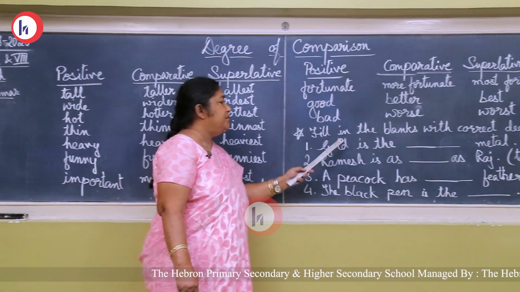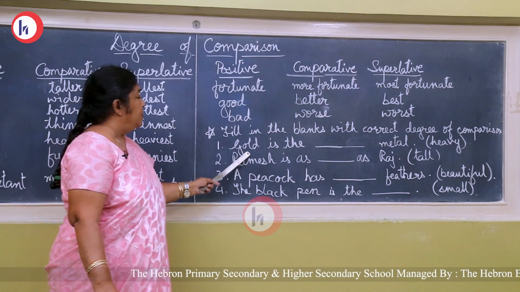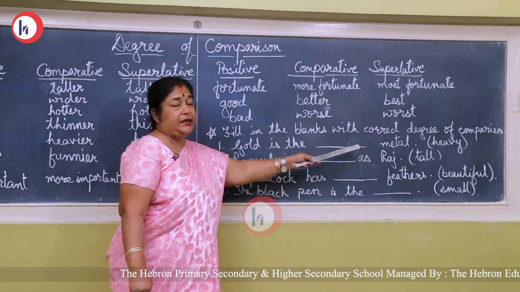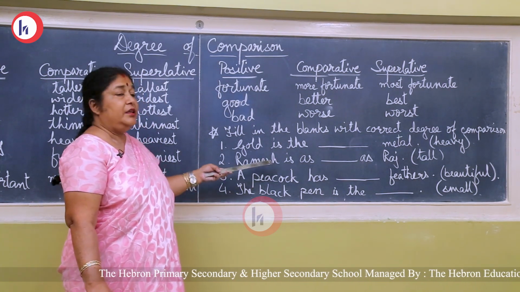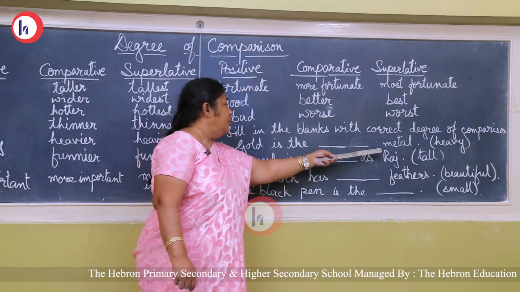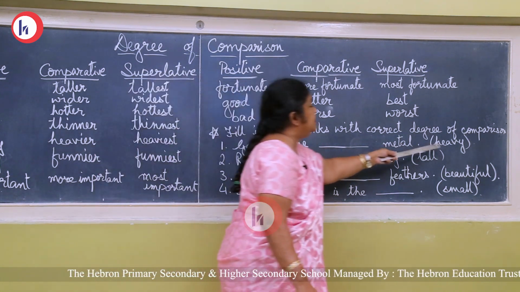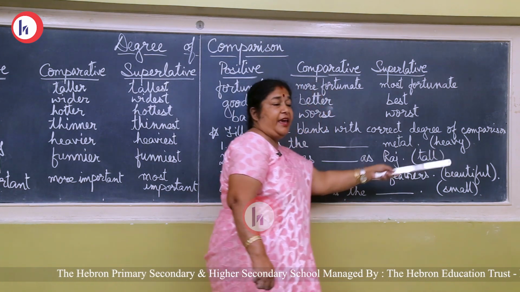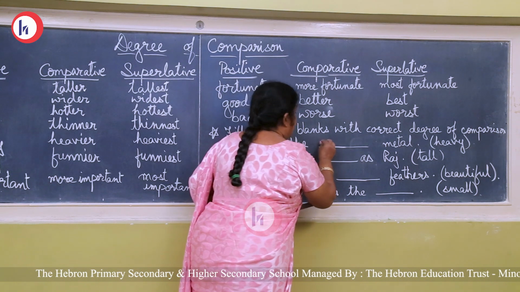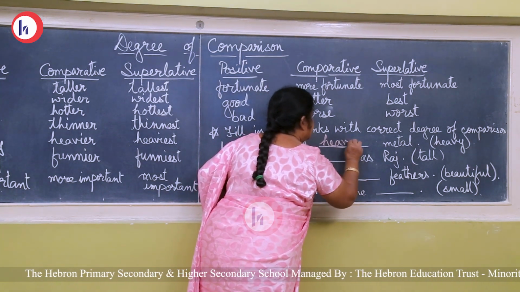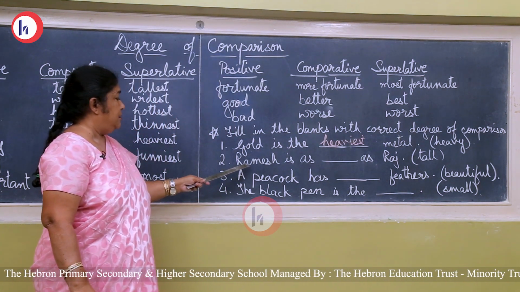Now, here we will fill in the blanks with the correct degree of comparison. Gold is the dash metal. Now, how many metals are there on the earth? There are more than 3 metals. So, gold is the dash metal. We have to use the degree of comparison of heavy. So, more than 3, it will be the superlative one, heaviest. Gold is the heaviest metal.